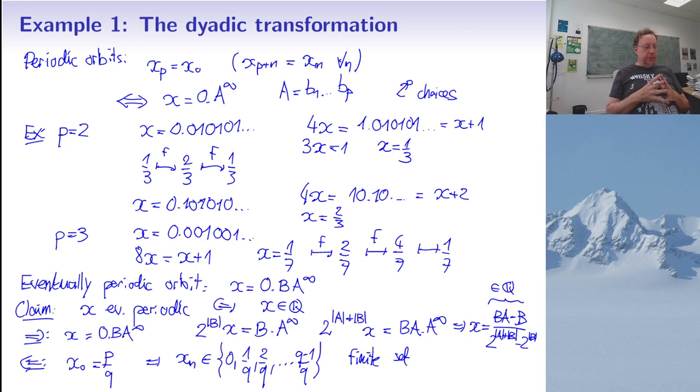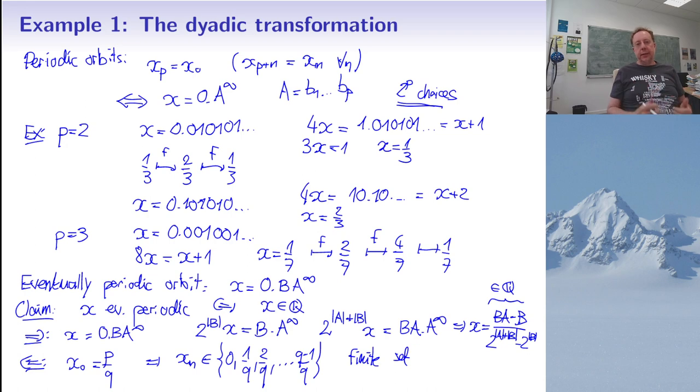All right, so what we've seen so far is that we have a lot of periodic orbits, and actually the number grows exponentially. It depends a little bit on whether you want a periodic orbit to repeat only after p iterations, or if it is allowed to repeat several times in these p iterations. If it's allowed to repeat several times, you have exactly 2 to the p periodic orbits.